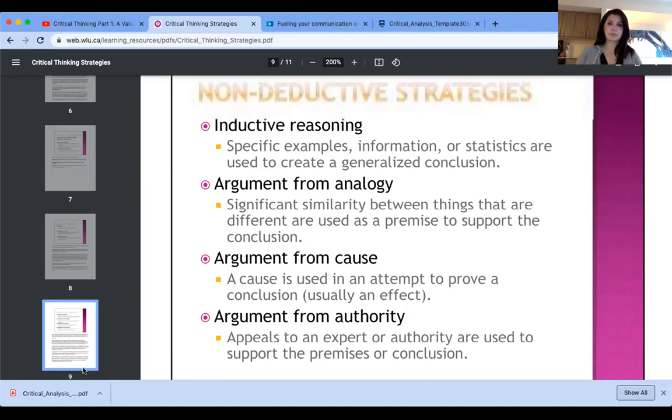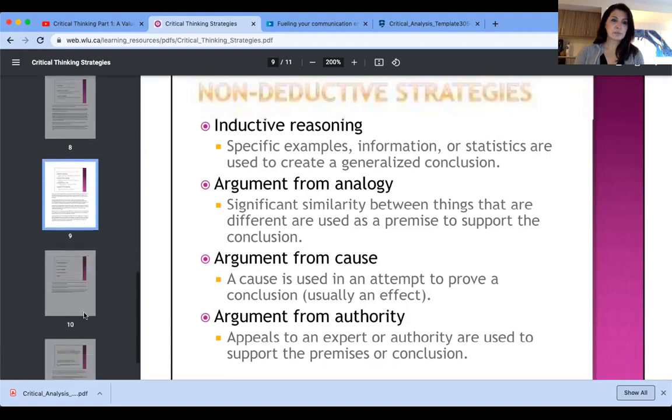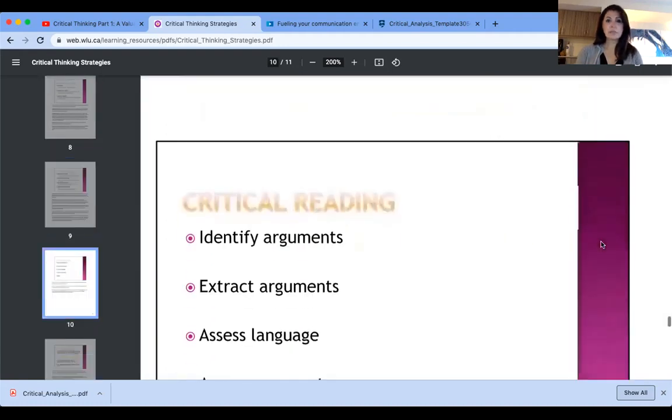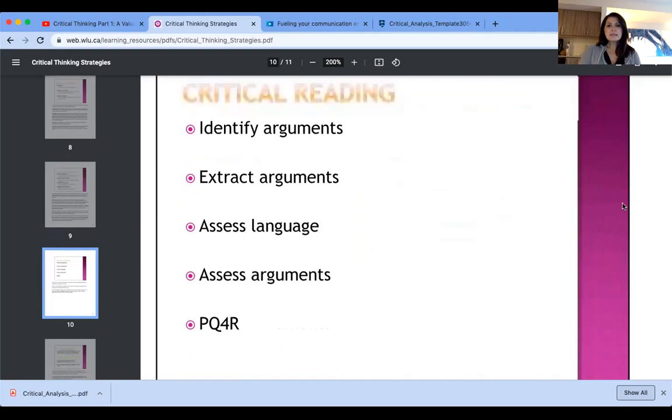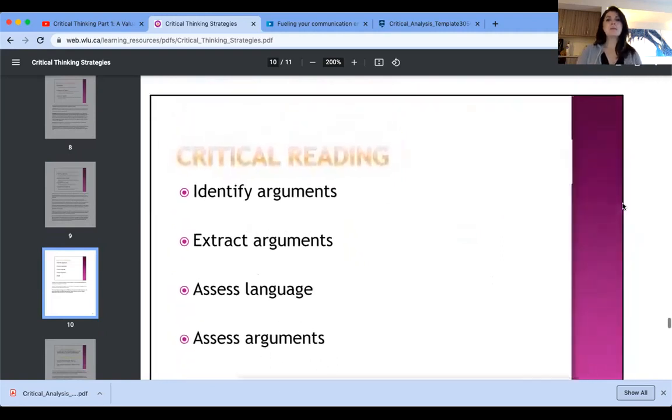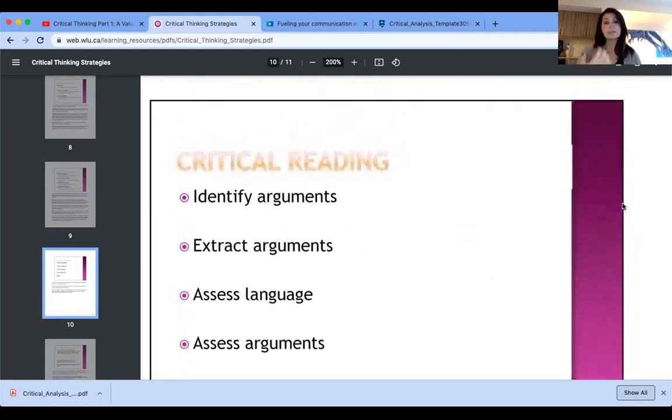That is non-deductive strategies. So we have deductive strategies and we have non-deductive strategies in order to have a better argument. So when you read, you do the research, right? When you do your research, you need to analyze your opinion, analyze the content that you're reading. The content that you're reading absolutely should be reliable. You identify the argument. What is the argument?